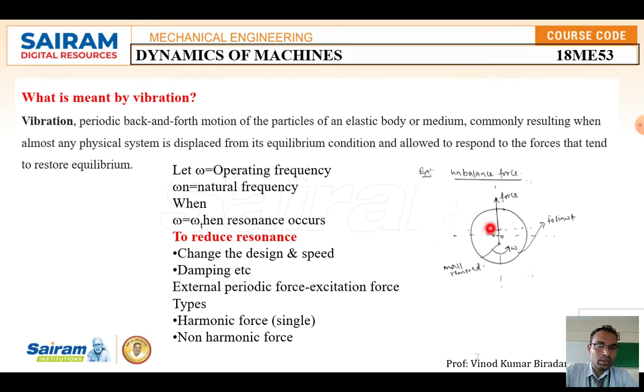Why, and on what basis, is the neutral axis shifted? Because after so many days of running, wear and tear of the tire takes place. Because of that, the axis can be shifted from one place to another because of the unbalanced force created in the vehicle. If that happens, there is a chance of producing vibration.